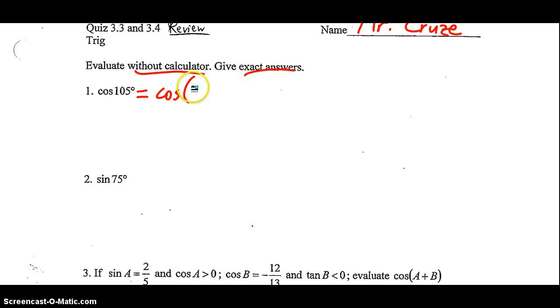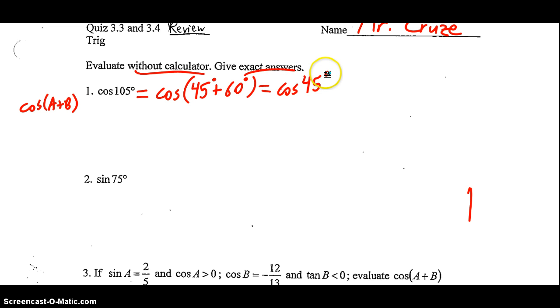Cosine of 105 is also the same thing as cosine of 45 plus 60 degrees, right? 45 and 60 is 105, of course. And I know what to do with that. If I have cosine of A plus B, there's a formula for that, right? And it starts off cosine of A, which in this case would be 45 degrees, cosine B, and it's always the opposite sign, so it was plus, so now it's minus, sine of A, which would be 45 degrees, sine of B, sine of 60 degrees. All right. Hopefully you're good so far.